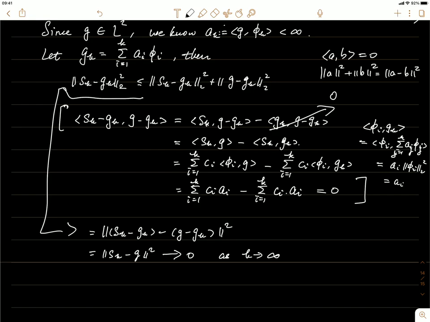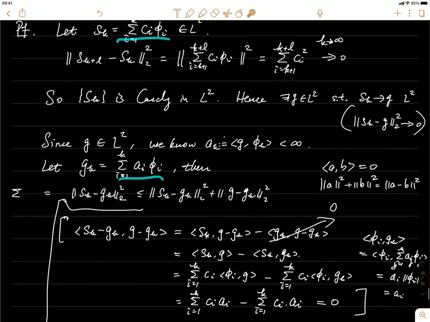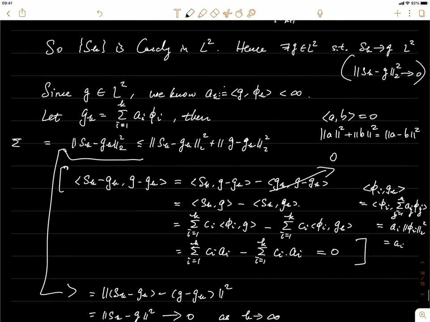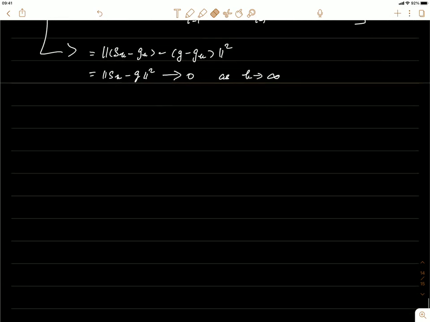But on the other hand, I know that this left hand side is the sum of s_k, g_k, they are both in the finite span of the phi_i's. So one is like that, one is like this. So you can easily show that this left hand side will be equal to, and let me just write it below, you can show that the 2 norm squared of s_k minus g_k is equal to the 2 norm squared of s_k minus g.